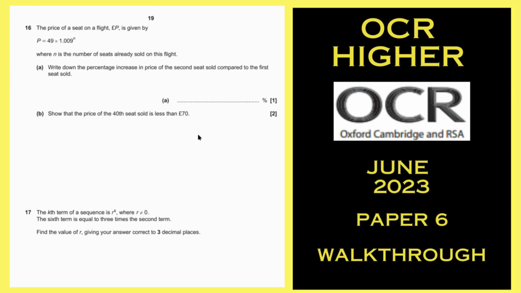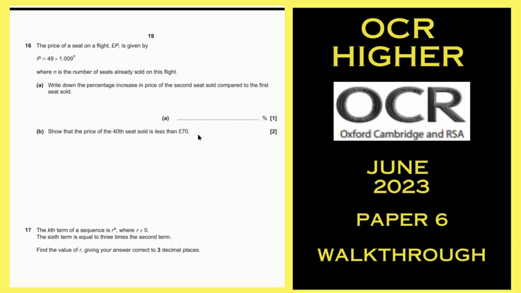Number 16. We've got the price on a seat. Now, there's a little trick in this question, so just be careful. The price of a seat is given by that formula, P equals 49 multiplied by 1.009 to the power of n, where n is the number of seats already sold. So just to mention that, that means when you get to, for example, the 10th seat, if we're looking at the 10th seat, there's only 9 seats already sold. And that comes into play on part B.